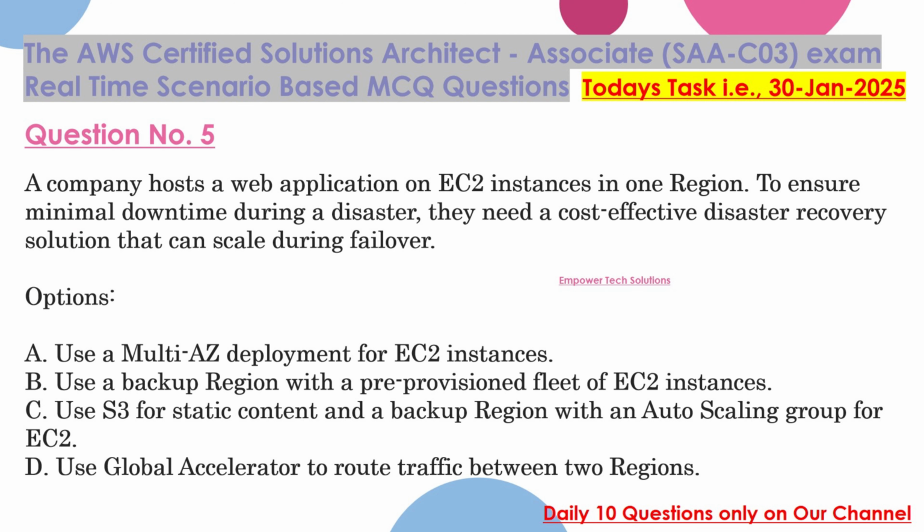Question 5. A company hosts a web application on EC2 instances in one region. To ensure minimal downtime during a disaster, they need a cost-effective disaster recovery solution that can scale during failover. Options: A. Use a multi-AZ deployment for EC2 instances. B. Use a backup region with a pre-provisioned fleet of EC2 instances. C. Use S3 for static content and a backup region with an auto-scaling group for EC2. D. Use Global Accelerator to route traffic between two regions.